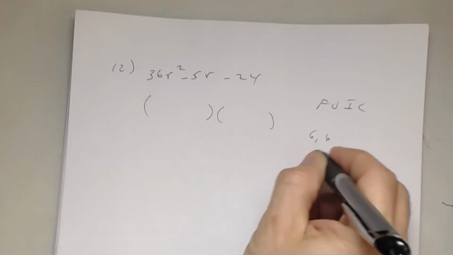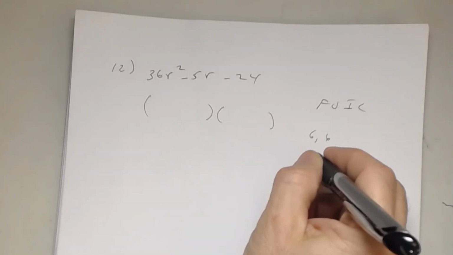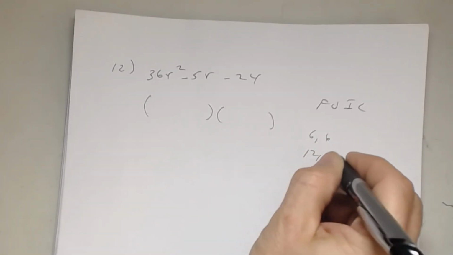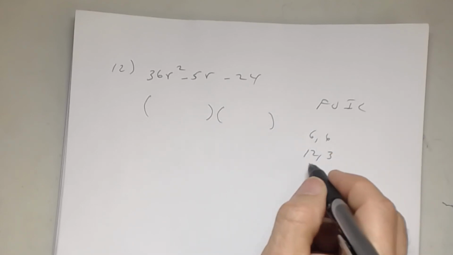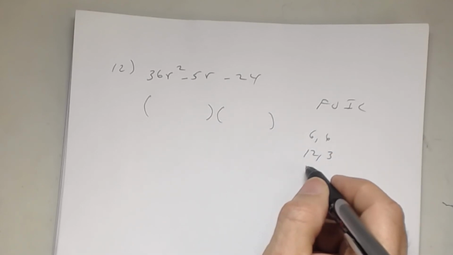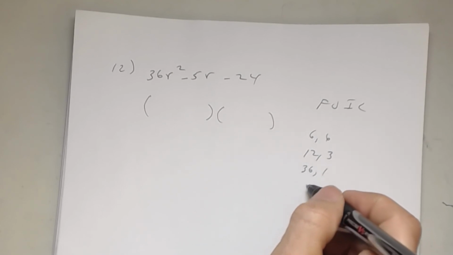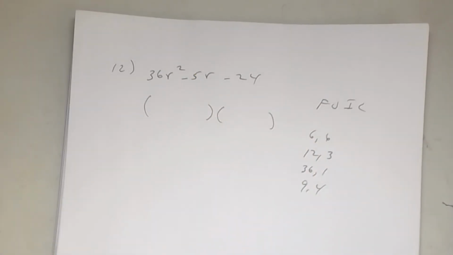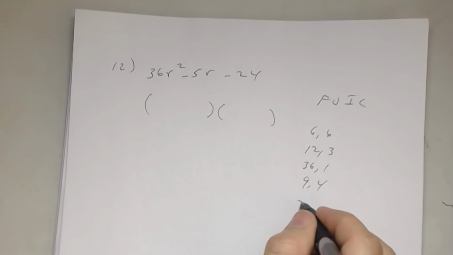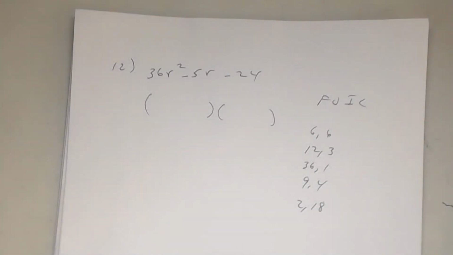What two things multiplied together is 36r squared? There are several possibilities. List them first. 6 and 6, 12 and 3, 36 and 1, yeah. What else? 9 and 4. Okay, that's about it, I think. Oh, 2 and 18, right? 2 and 18. So there are quite a few possibilities.